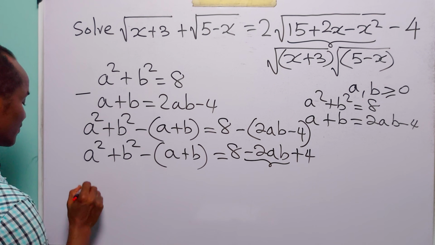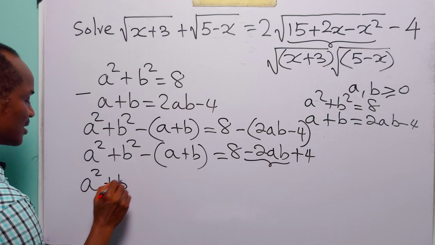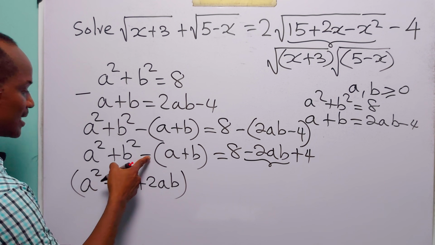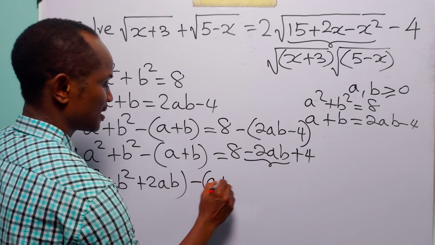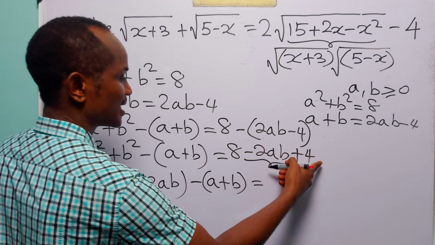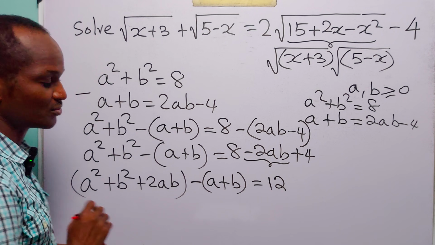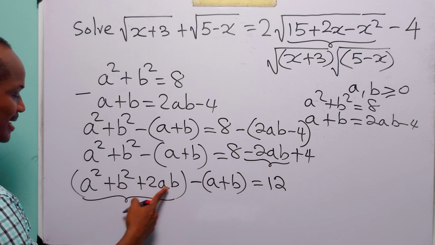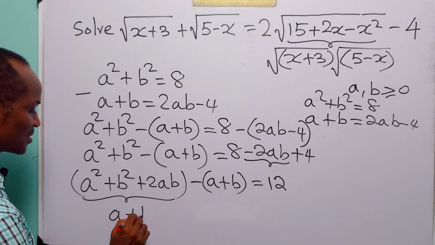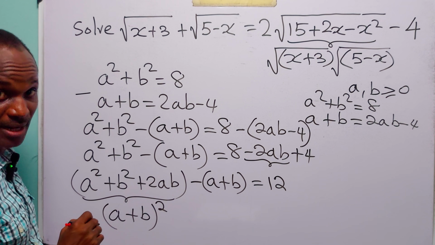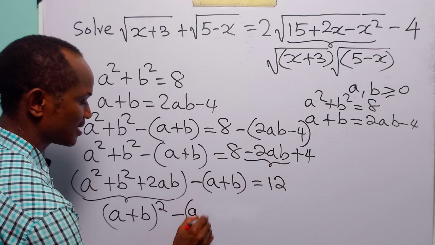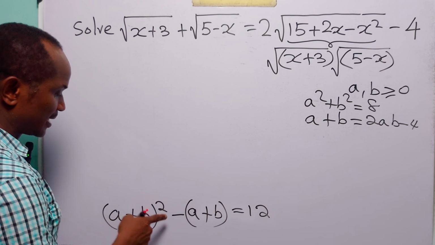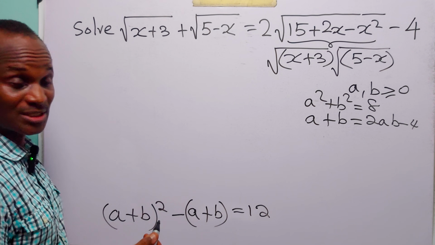When we do that, we have a squared plus b squared plus 2ab. Then we have minus a plus b, and this is equal to 8 plus 4, which of course is equal to 12. Now, look at this. You know that we can write this as a plus b squared. Then we have minus a plus b, and this is equal to 12.